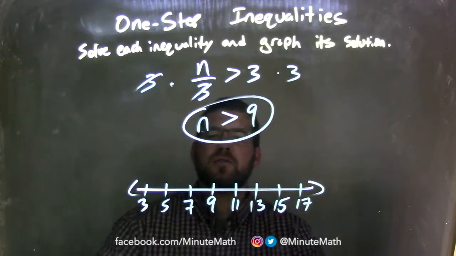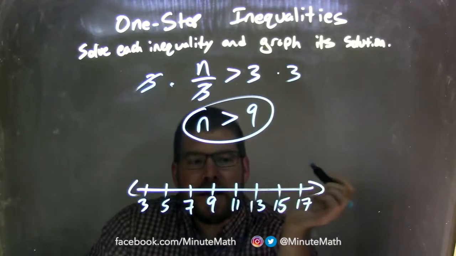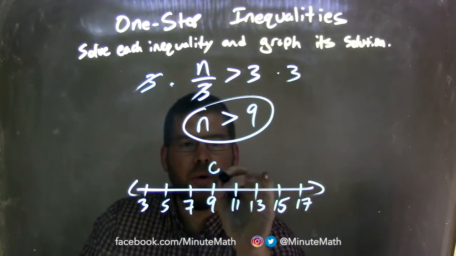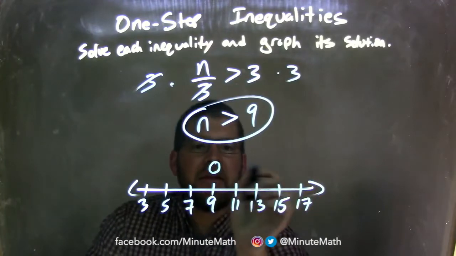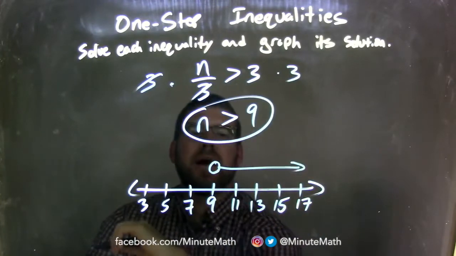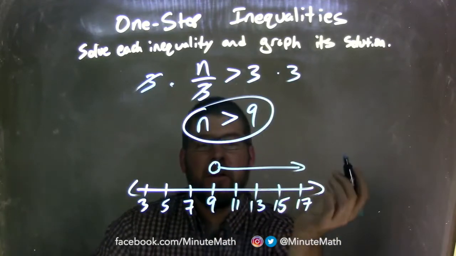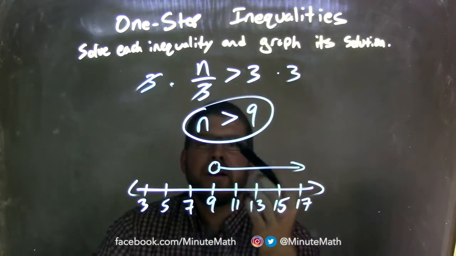Okay? So if I want to graph n is greater than 9 here, I have an open circle, because it's not equal to, open circle at 9. And the greater than sign puts the arrow to the right. So we have greater than 9, open circle, arrow to the right, and there we are. That graph matches the inequality of n is greater than 9.